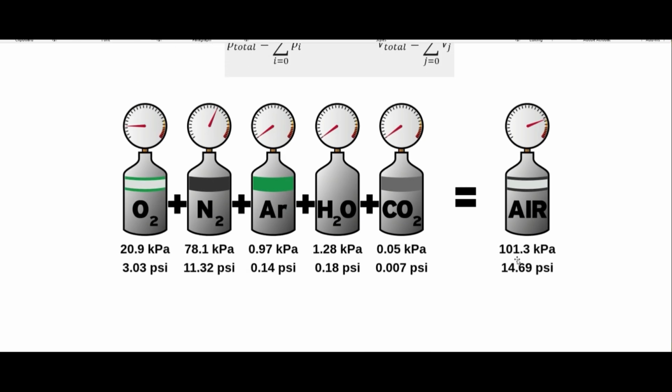So for air, we have 101.3 kilopascals. That can be obtained by just adding up the partial pressures of each gas that make up the air. And so the total pressure is just the sum of all the partial pressures.